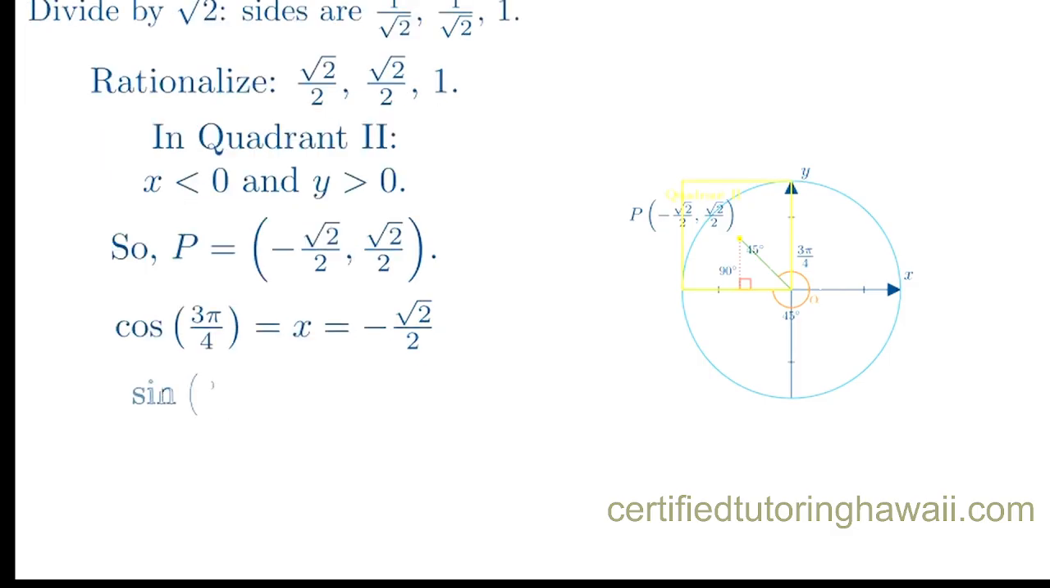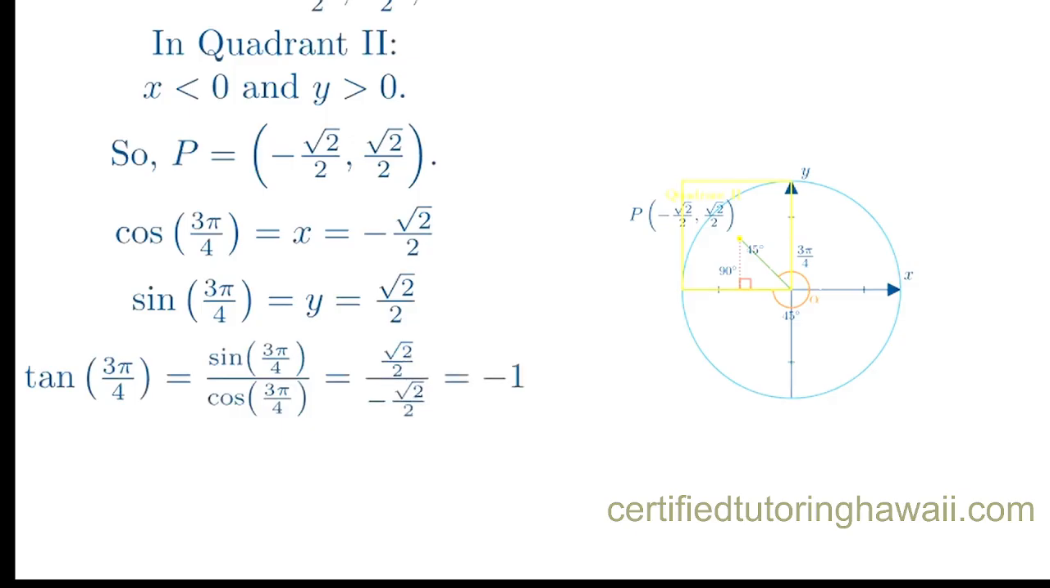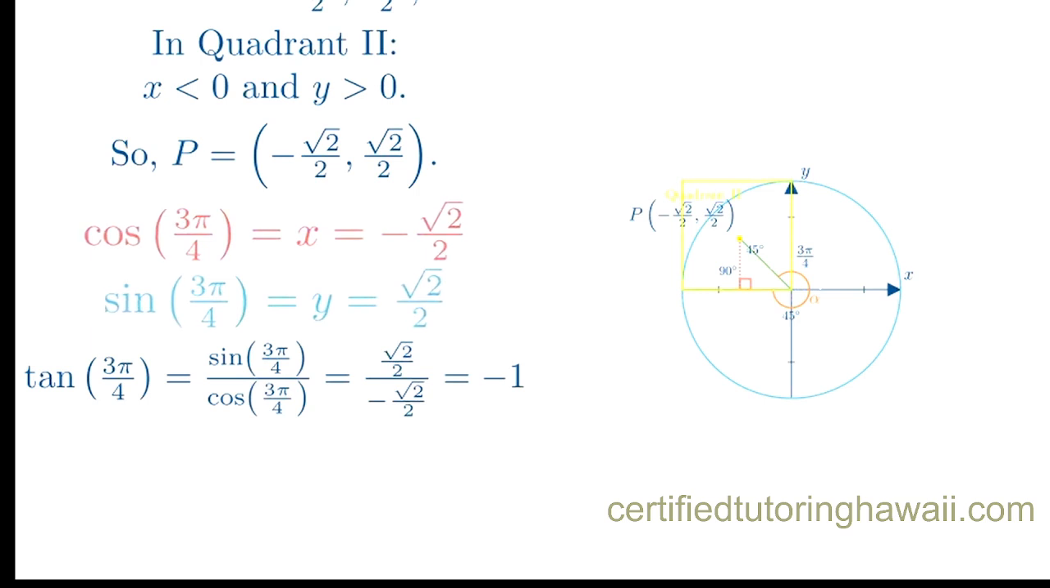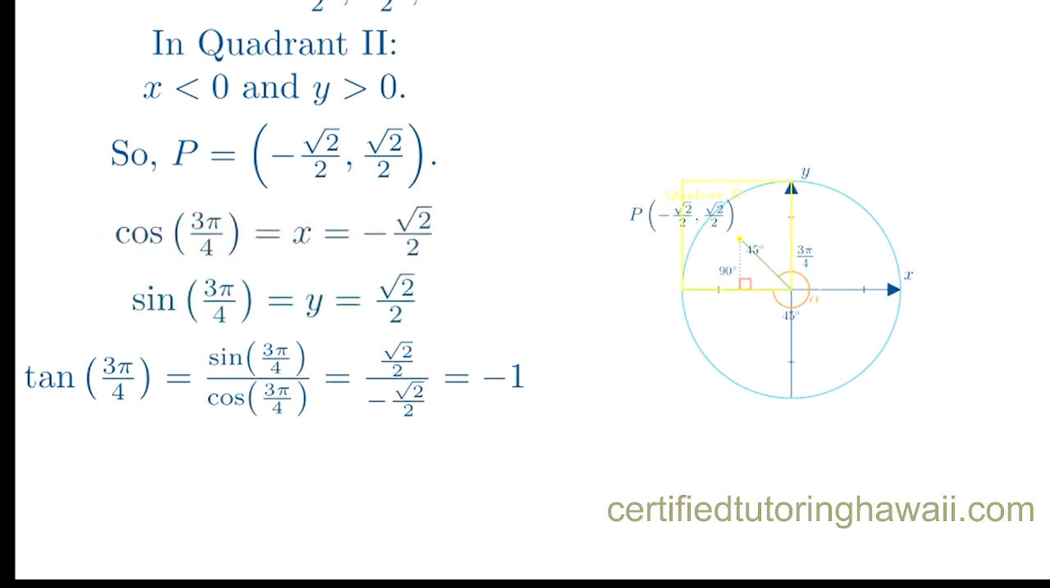From this we can immediately determine our trig values. Cosine is x, so cos of 3 pi over 4 is negative square root of 2 over 2. Sine is y, so sine of 3 pi over 4 is positive square root of 2 over 2. Finally, the tangent is sine over cosine. We have square root of 2 over 2 divided by negative square root of 2 over 2. This simplifies to negative 1. The key takeaway here is to always remember the signs of x and y in each quadrant. The signs determine the signs of your trigonometric functions.